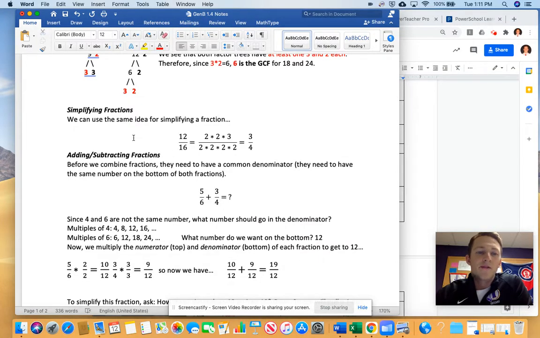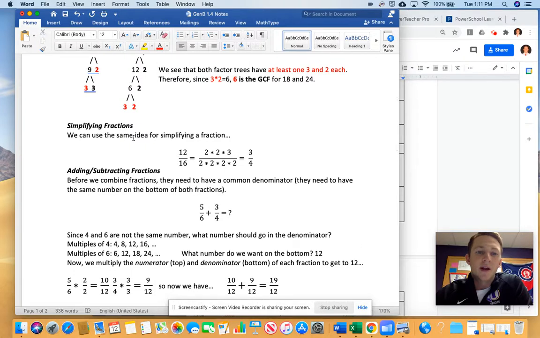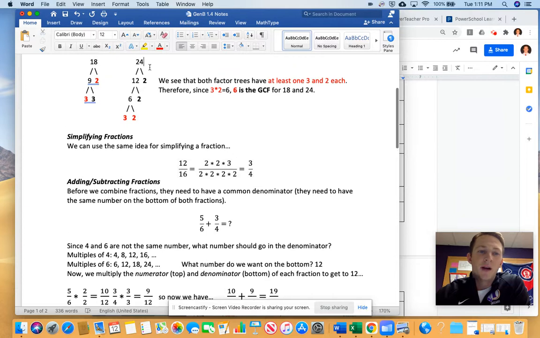In order to simplify fractions, it's kind of the same idea as breaking down a tree, right? So if we want to break down 12 and 16, 12 breaks down into 2 times 2 times 3, and 16 breaks down into 2 times 2 times 2 times 2. If it helps, you can actually make a factor tree like one of these before you simplify the fraction. And then we're just going to cross out what they have in common. So both the top and the bottom have a 2 times 2. So we're going to cross those out, and we have left over 3 over 2 times 2, which is 3/4.